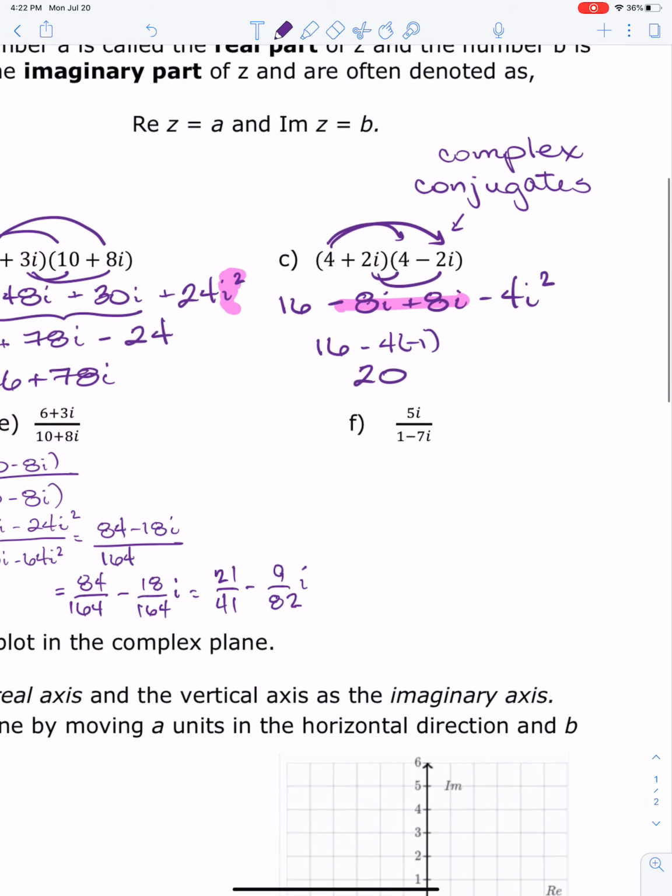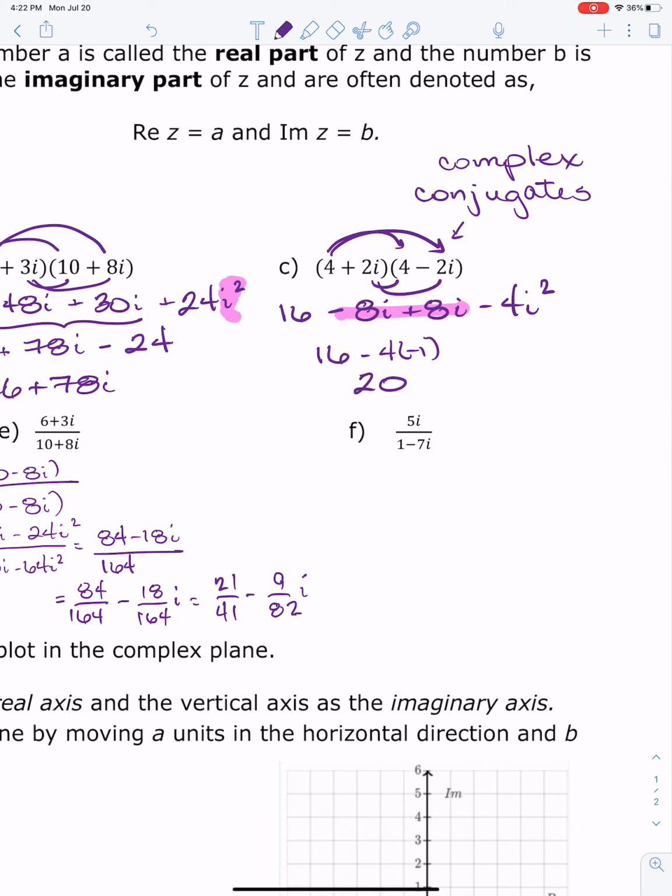Last one, F, same thing. We've got to get rid of the imaginary in the denominator. So we are going to multiply by its conjugate. That gives me 5i plus 35i squared over 1. I know the middle parts are going to cancel out, so I'm going to shorthand it here and write a squared minus b squared. So 1 squared minus 7i squared.